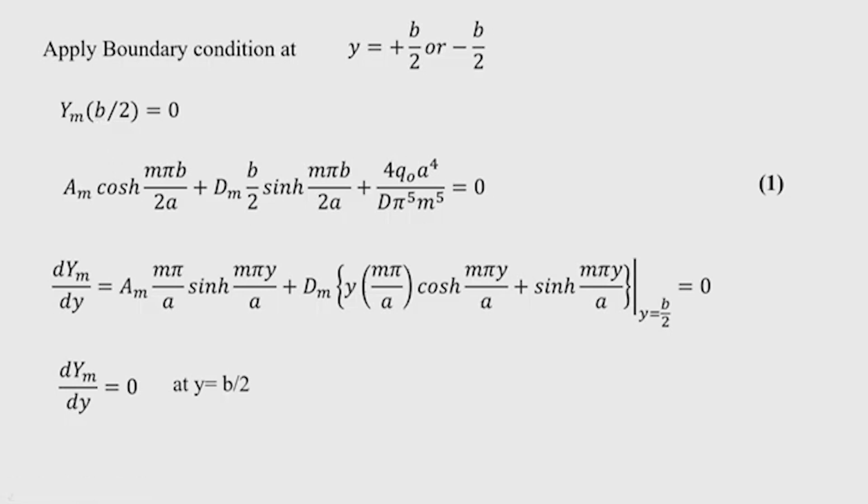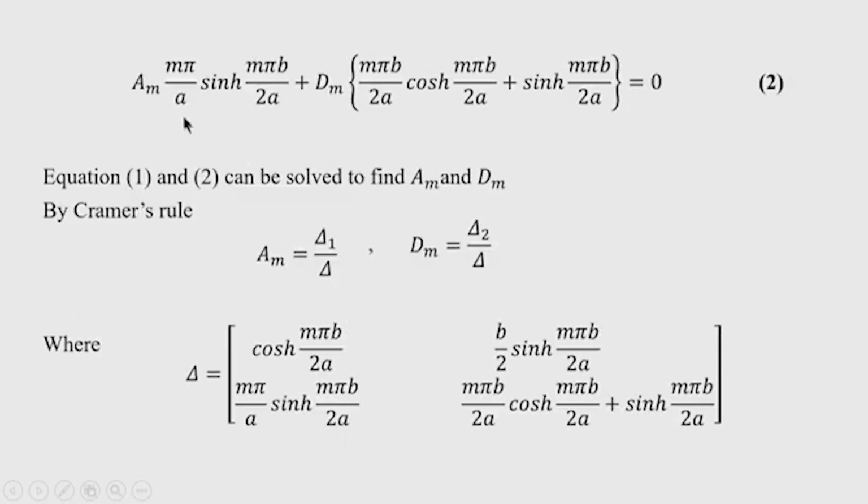So, that is the boundary condition at y equal to b by 2 at one of the edges. Then the clamped condition, that is the slope has to be 0. So, I am now applying that on the first derivative of the function. The first derivative is this, and that has to be 0 at y equal to b by 2. Now, if you substitute y equal to b by 2, you will get a_m m pi by a sinh m pi b by 2a plus d_m m pi b by 2a cosh m pi b by 2a plus sinh m pi b by 2a equal to 0.